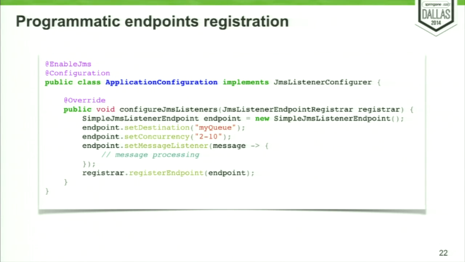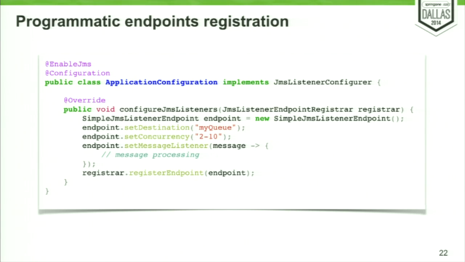Do we have time? Yeah, we still have a bit of time. A few additional notes of interest. You can also programmatically register endpoints. You don't have to do it the JMS Listener way. That's also a new facility in 4.1. You can have a callback allowing you to register additional endpoints against the registrar.